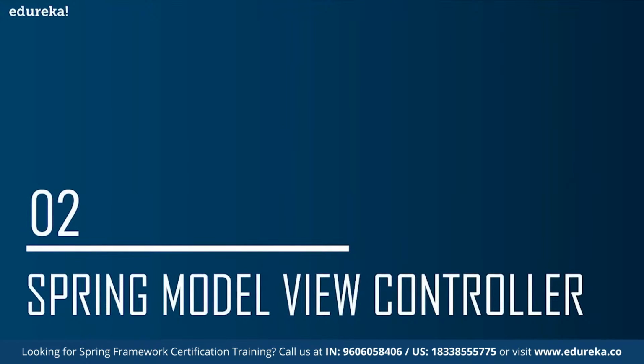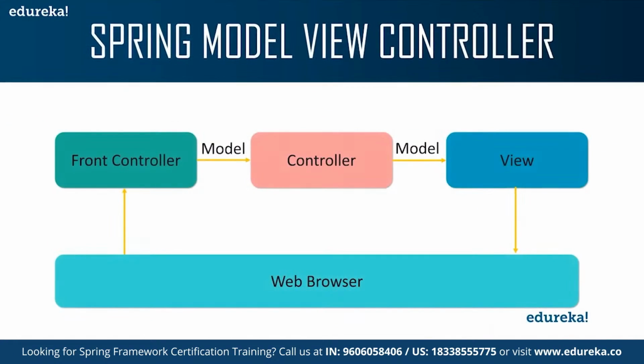Now with this, let's move further and see the Model View and Controller framework of Spring. So this is the Model View and Controller Spring framework, and it comprises a web browser, a front controller, a model, and a view. Now let me explain all these components in detail. A model contains the core data of the application. Data can either be a single object or a group of objects.